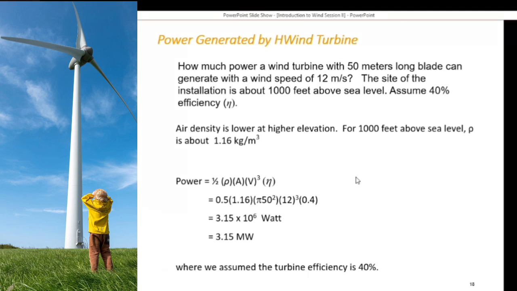So the power output, where we have this wind turbine, is just a matter of replacing. We have just this area, and the area should be calculated as pi radius squared, and the radius is just the length of the blade. Then you get the output of this wind turbine, it is 3.15 megawatts, where we assume that the turbine efficiency is 40%.